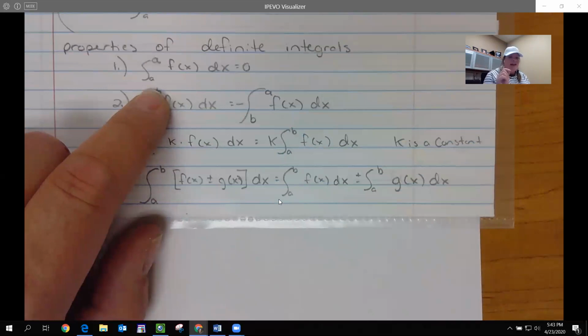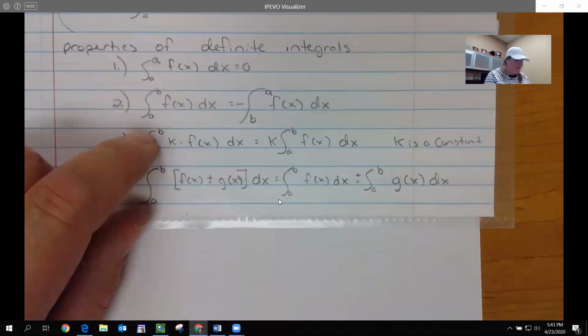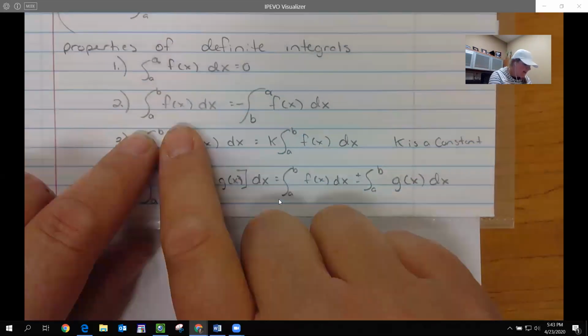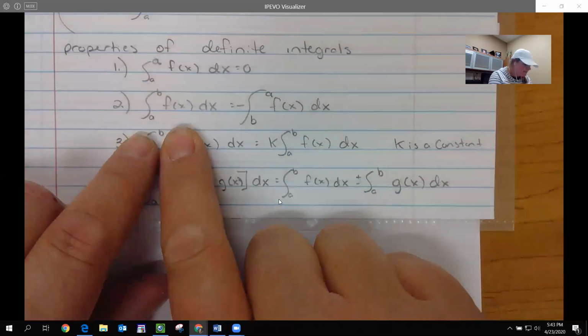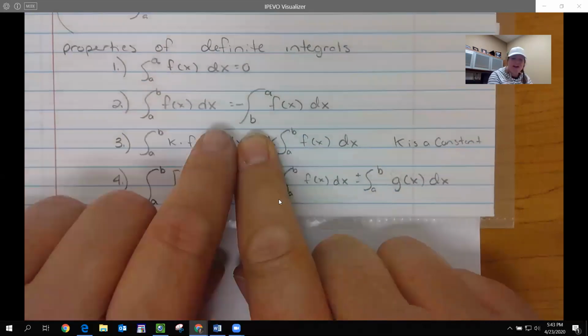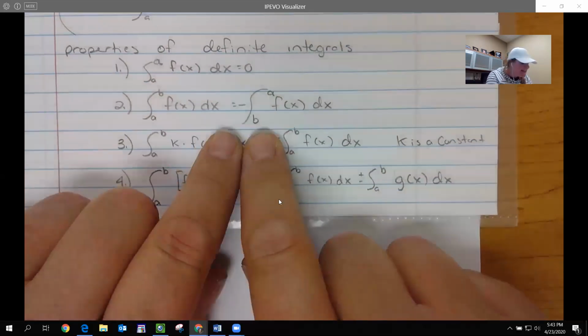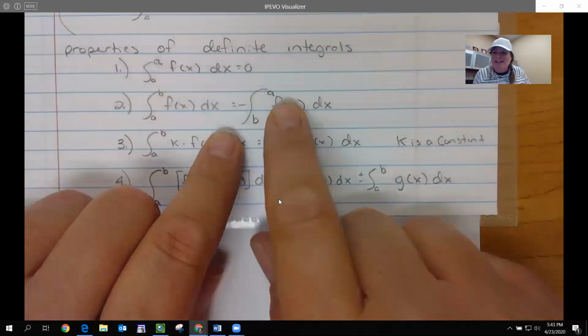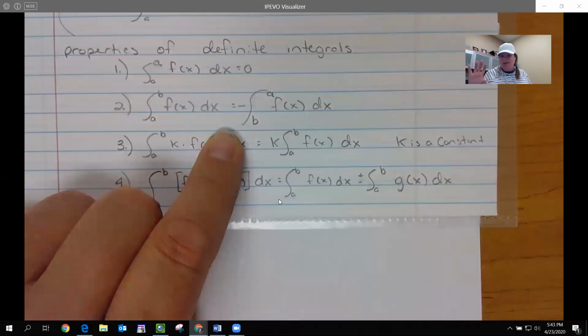Okay. If I'm going from A to B of f of x, then if I want to go the opposite way, from B to A, it's going to be negative. I went the other way, B to A. It's going to be negative.